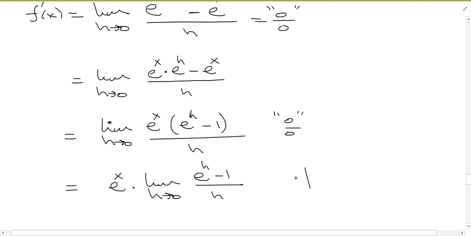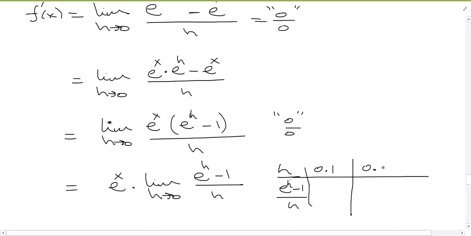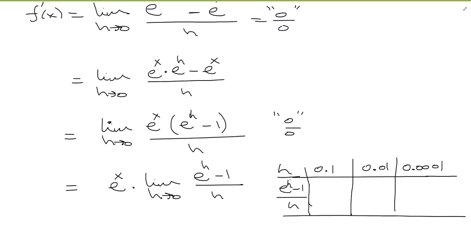And let's try a table of values to see, as h goes to 0, what is this quantity e to the h minus 1 over h doing? h close to 0 means we're going to plug in values like 0.1, and then 0.01, and 0.001. So try these on your calculator and see what kind of values we are getting.